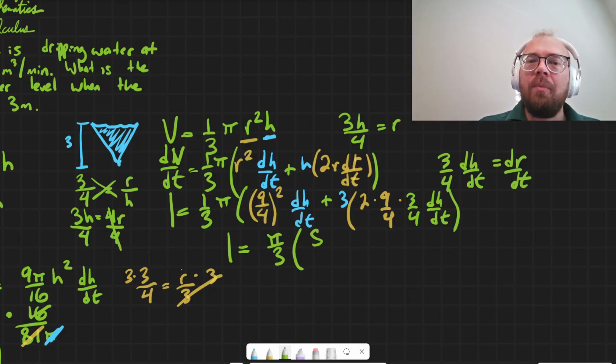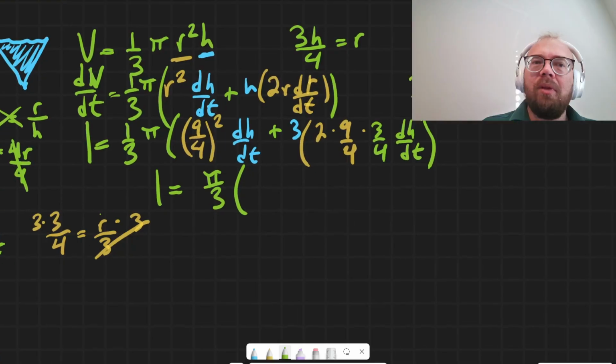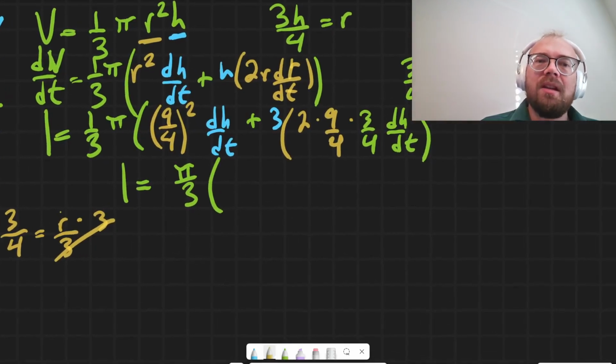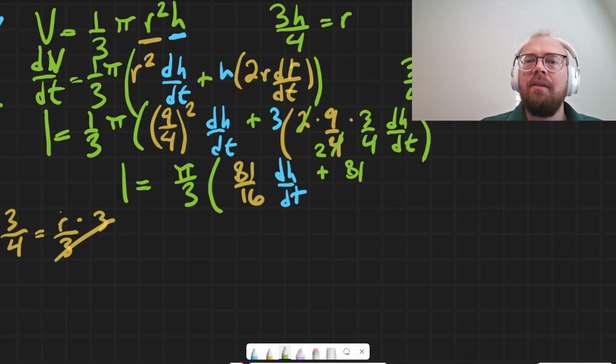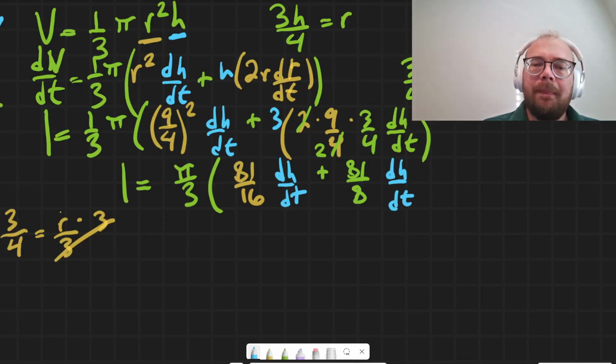9/4 squared would be 81/16. So let me blow this up a little bit. 9/4 squared is going to be 81/16. dh dt is what we're solving for. Plus, and then 3 times 2 is 6, but this is 2 over 4, so that simplifies that to 2. And then that would be 3 times 9 times 3. 9 times 3 is 27, times 3 is 81 over 8. And then that's dh dt, which actually I'm going to write it in blue as well, dh dt, just so that the dh dt's are both blue.